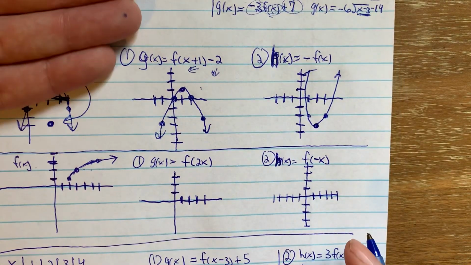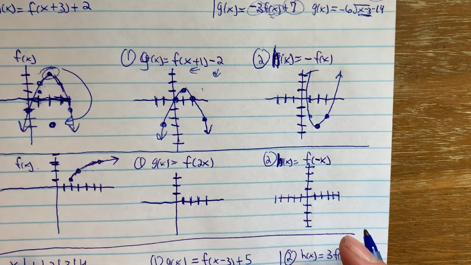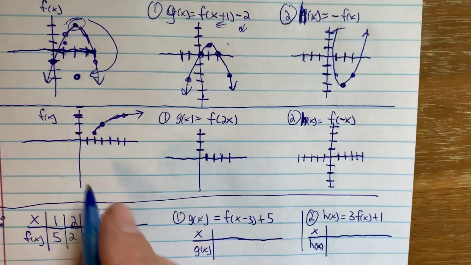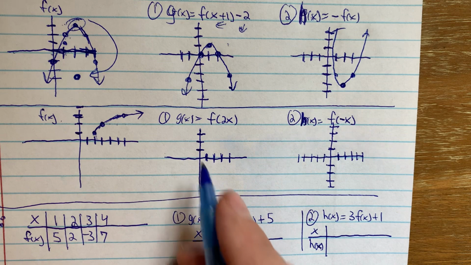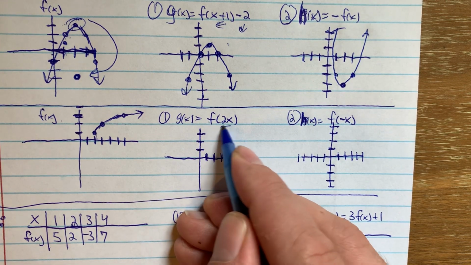Hopefully we can see that that's what happens when you reflect across the x-axis. Here we have f of x is this square root function. Ooh, this is different. What about f of 2x?